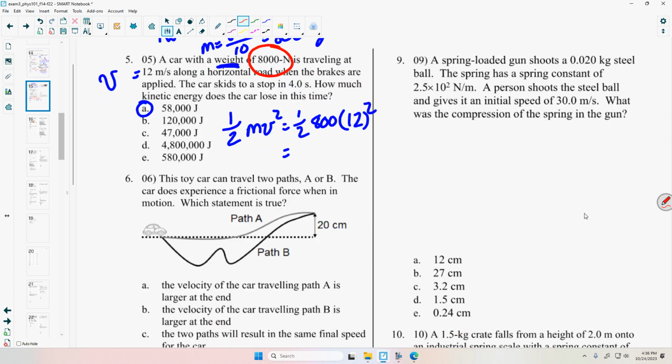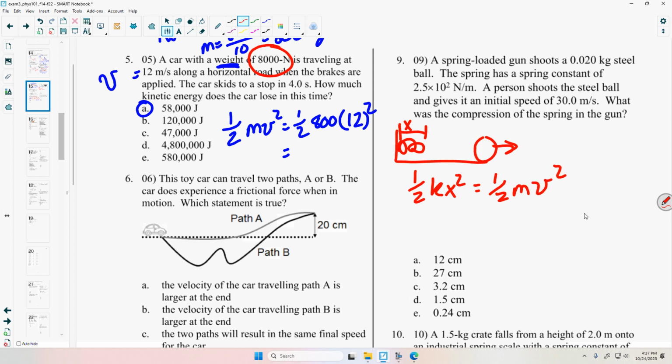Okay, this is a good basic spring question. So I have this spring that is compressed by a certain amount. I don't know what it's compressed by, but then it shoots the ball and gives it a certain velocity. What I do know is that all of the elastic potential energy that was in the spring is converted into kinetic energy. That's my guiding principle. And now I want to solve for x.